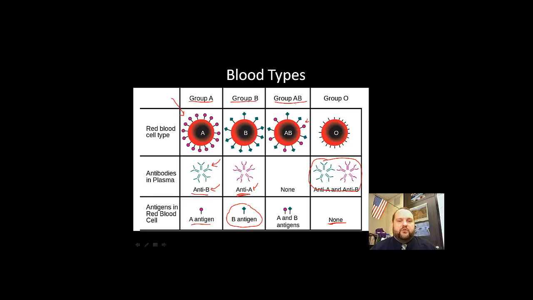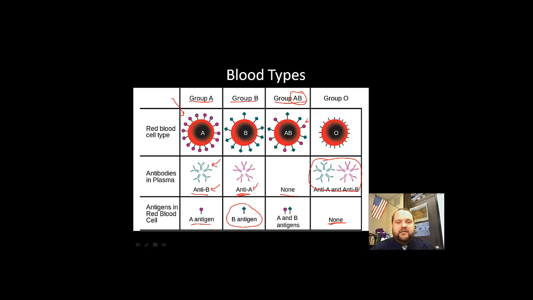Group AB, so if you have AB blood, you don't make any weapons. None. Zero, zip, zilch weapons. Which means you can get donations from everybody. You can get A blood. You can get B blood. You can get O blood. It doesn't matter. You can get anything because you don't make any weapons.